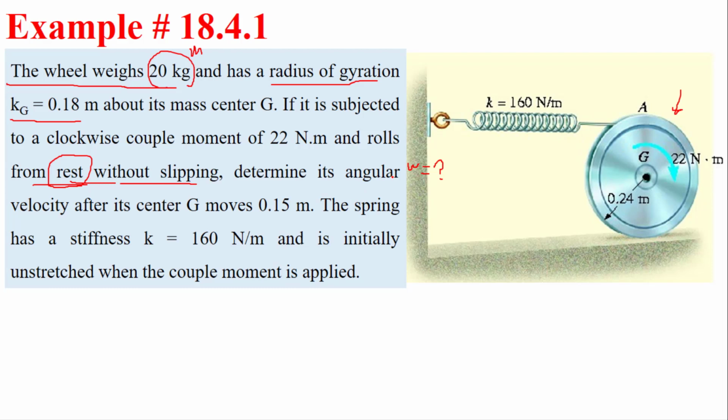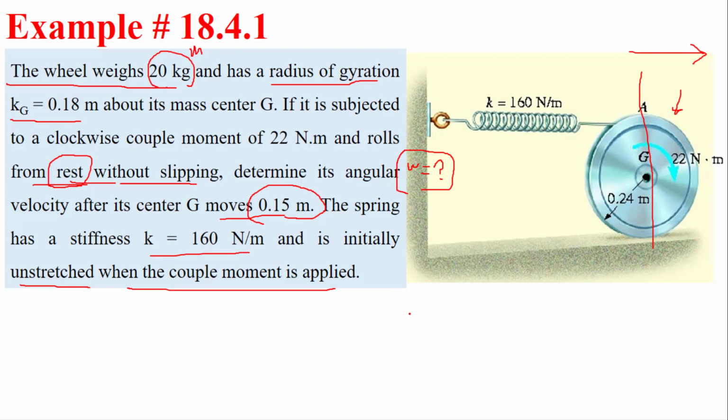But this omega is needed after it moves a certain distance. So this is rest, and then it moves to the right. This movement was 0.15 meter, the displacement. The spring has a stiffness of 160 Newton per meter, and it's initially unstretched when the couple moment is applied. Okay, so it starts from rest. Spring was unstretched, then after the center moves distance 0.15, it becomes stretched. Now we need to find omega. Okay.